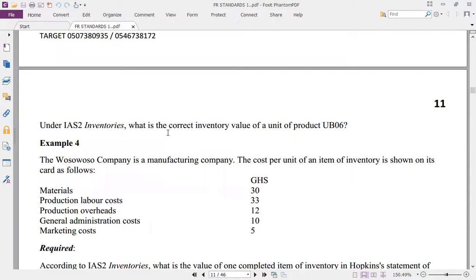So far we have 30, 33, and 12. General administrative cost should not be part. Admin and general should not be part. Marketing cost, not at all. That's selling and distribution. So it comprises the first three. 30 plus 33 is 63, plus 12 gives us 75. That's the cost of the inventory. That's how we get it.